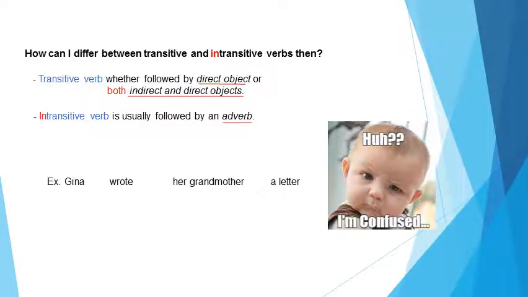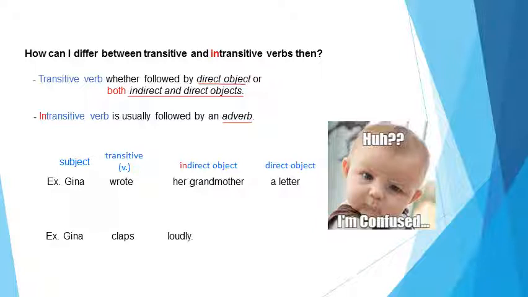Here's an example. Gina wrote her grandmother a letter. Gina is a subject. Wrote is a transitive verb. Her grandmother is an indirect object, but a letter is a direct object. Well, here in the second example, Gina claps loudly. Gina is a subject. Claps is an intransitive verb, but loudly is an adverb.